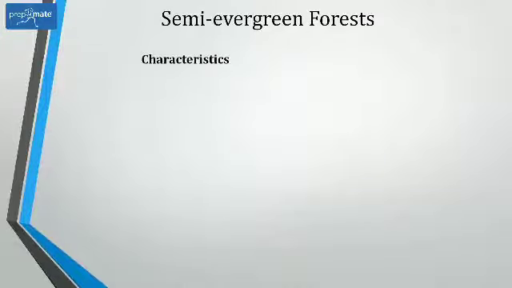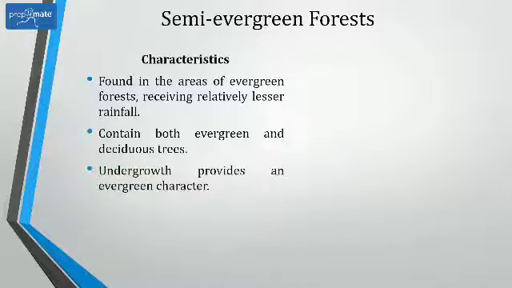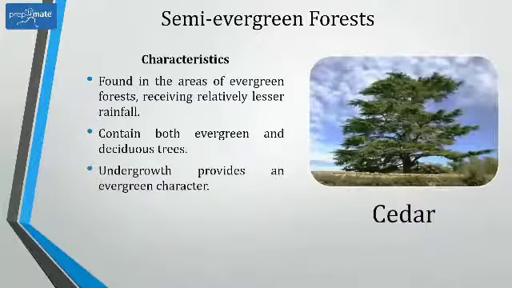Semi-evergreen forests. These forests are found in areas of evergreen forests which receive relatively lesser rainfall. These forests have both evergreen and deciduous trees. The undergrowth provides an evergreen character to these forests. Main species are white cedar, hollock, and keel.